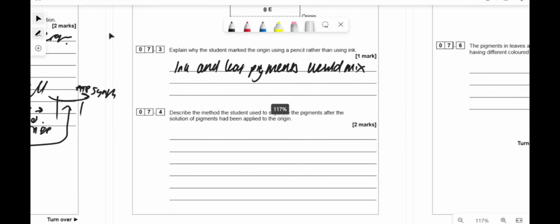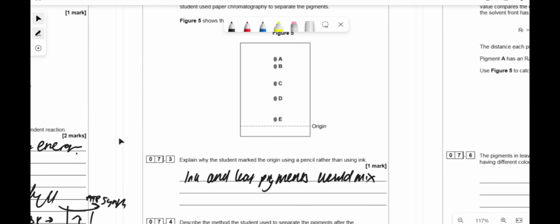Okay, so describe the method the student used to separate the pigments after the solution of pigments had been applied to the origin. Okay, so what they're asking you is basically what did they do with it once they drew everything on. So what you do is you dunk it in a solvent, but you make sure the solvent is below the origin line. You don't want it to be at the origin line because when you're starting off chromatography, they're all here. If you put it at the origin line, it's all just going to dissolve downwards like that and mess up your results.